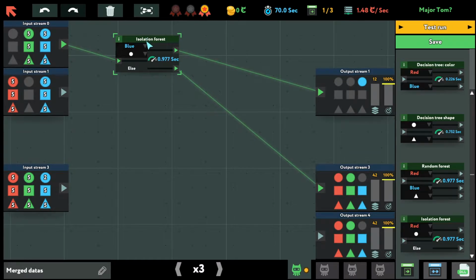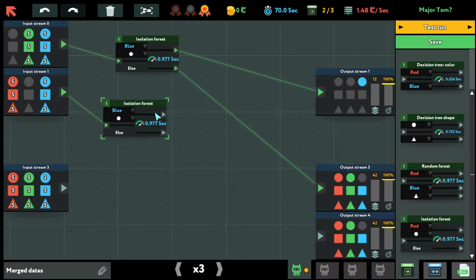I don't know. This one takes 0.9, it takes about 1 second. It requires 42 items and we have 70 seconds. Okay, that's plenty of time. We don't need to worry about time here.